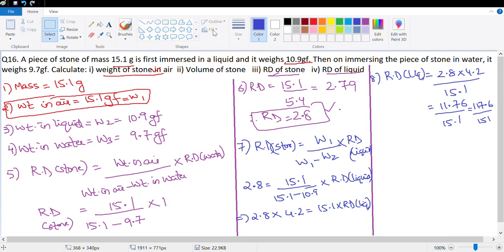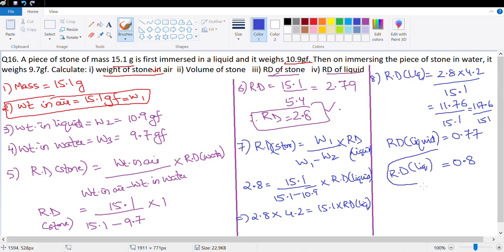So relative density of liquid is equal to 0.77. If you want to round it off, this would become 0.8. Relative density of liquid would be 0.8 in case we round it off to 1 decimal place. So that finishes this part of the question. That still leaves the volume of the stone. Let me erase the first few things that I've written.